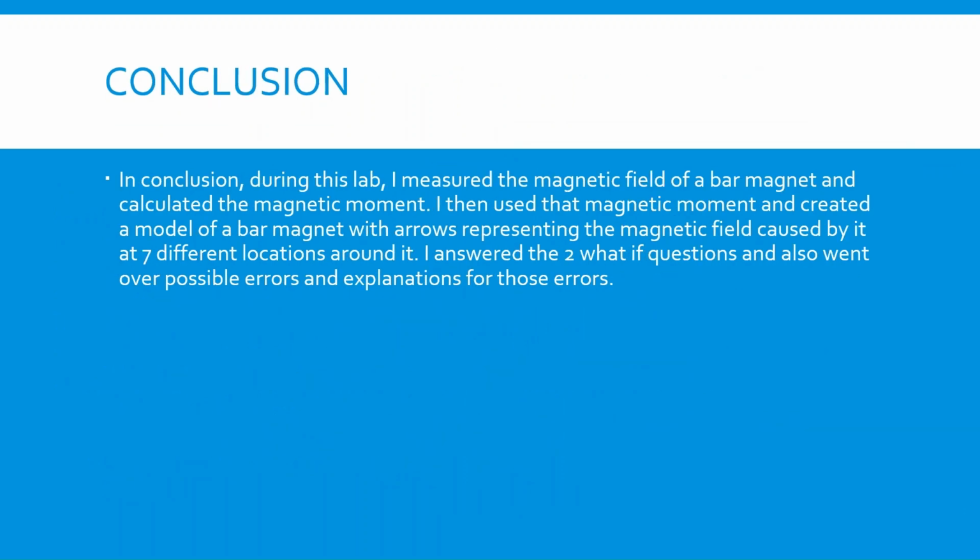Conclusion. In conclusion, during this lab, I measured the magnetic field of a bar magnet and calculated the magnetic moment. I then used that magnetic moment and created a model of a bar magnet with arrows representing the magnetic field caused by it at 7 different locations around it. I answered the 2 what-if questions and also went over possible errors and explanations for those errors.